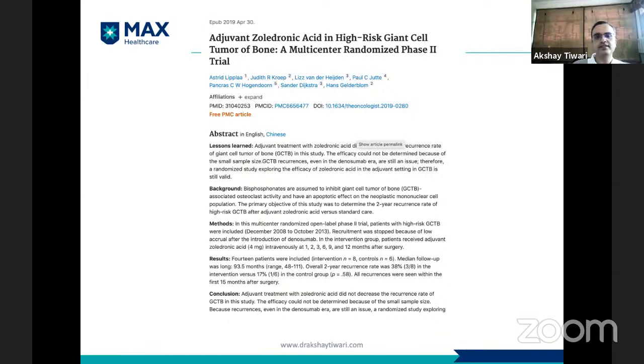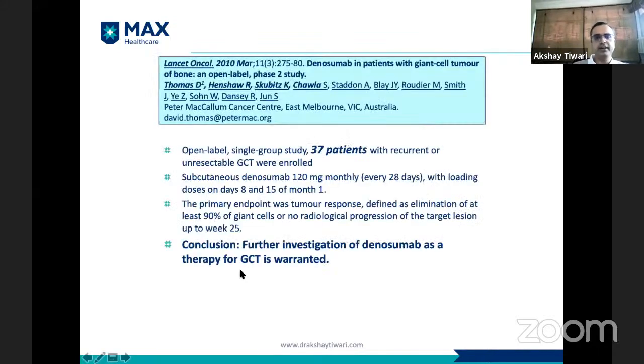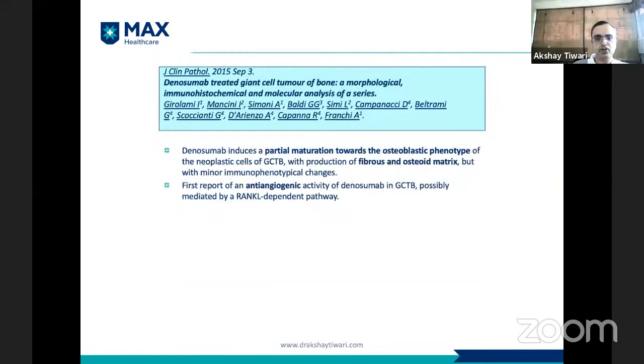So all this needs still to be settled. And then comes denosumab. It entered back in 2010 with this report where further investigation was recommended as far as use of denosumab therapy for GCT was concerned. And again, the same group with Dr. Sant Chawla came with this phase 2 trial. And they could say that denosumab works pretty well on giant cell tumors.